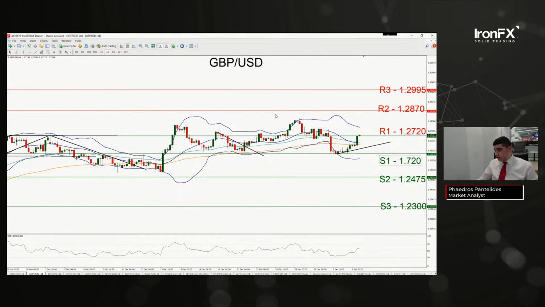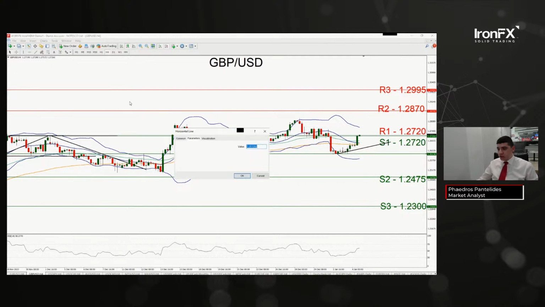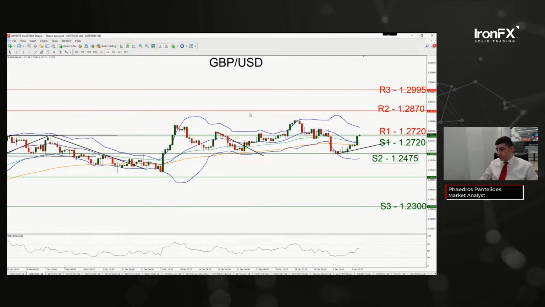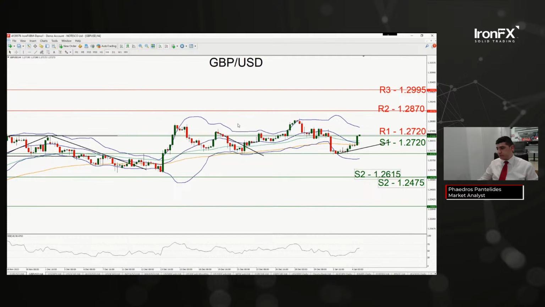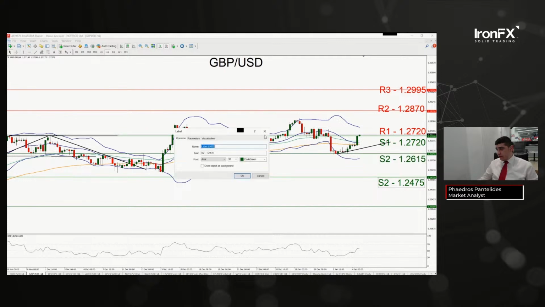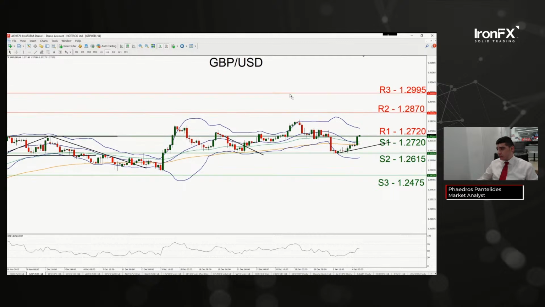So this would be S1, 1.2720. And then we're also readjusting S2, bringing it slightly higher to reflect the new price action. So 1.2615, that could be S2. And let's just switch the S3 text label, make this easier and faster. 1.2615 for S2. For S3, 1.2475. And we're removing our old support line.